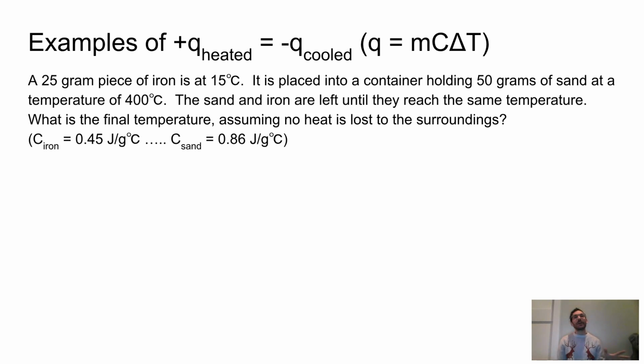Let's say we've got a big old chunk of iron at 15 degrees Celsius, and we place it into 50 grams of sand that is really hot, 400 degrees Celsius. The sand and the iron are left until they reach the same temperature. What is going to be the final temperature of these two together, assuming that no heat is lost to the surroundings? We have the specific heat of our iron and the specific heat of our sand.